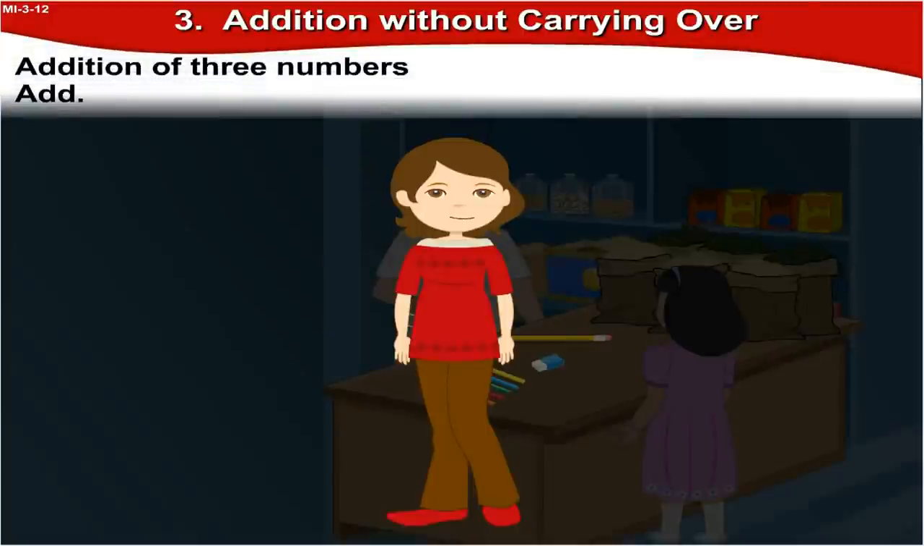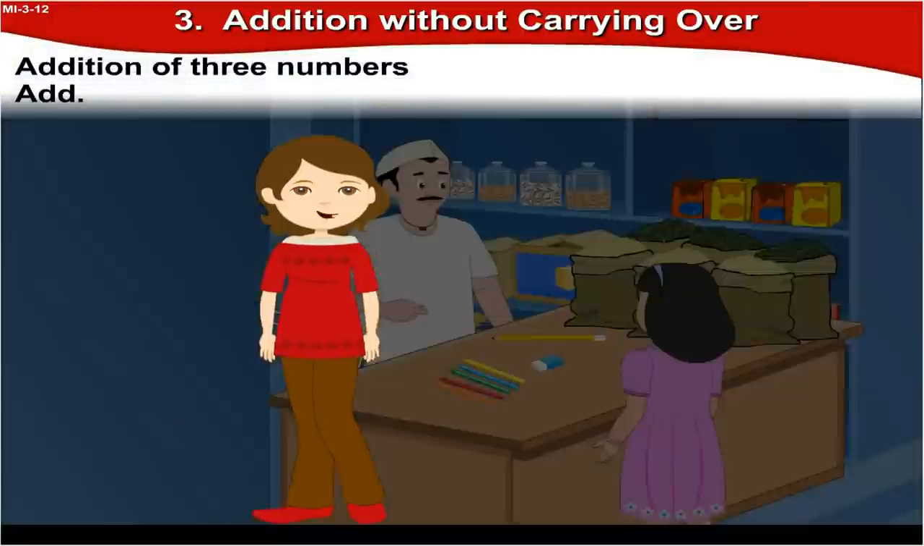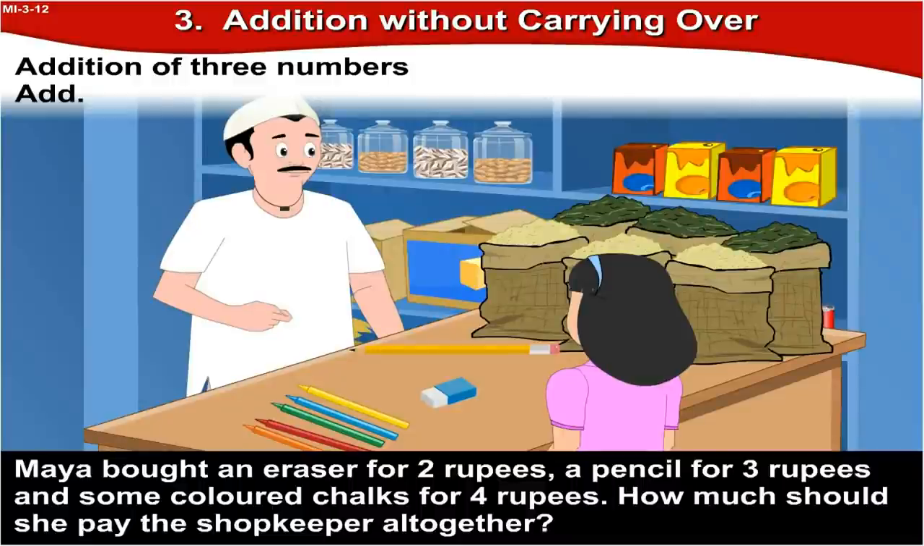Addition of 3 numbers. Add. Maya bought an eraser for ₹2, a pencil for ₹3, and some colored chalks for ₹4. How much should she pay the shopkeeper altogether?